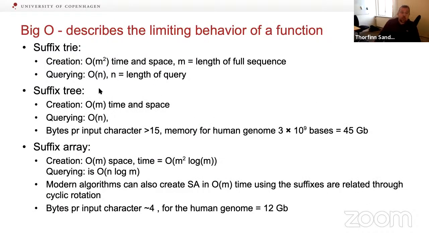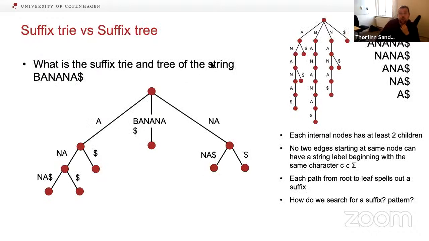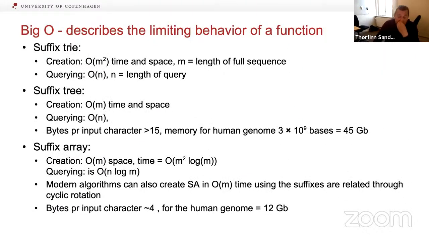If we're doing a suffix tree, then for the creation, the time and space you require is only m, because you can collapse these labels. And when you're querying, you still only need to go through each character as you traverse through the tree.